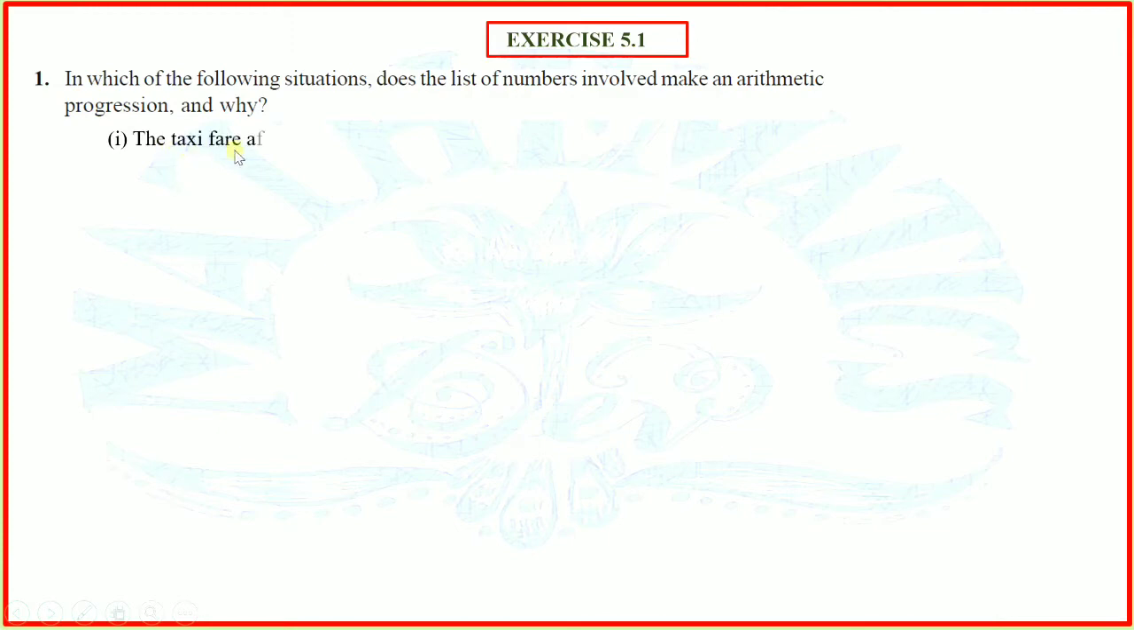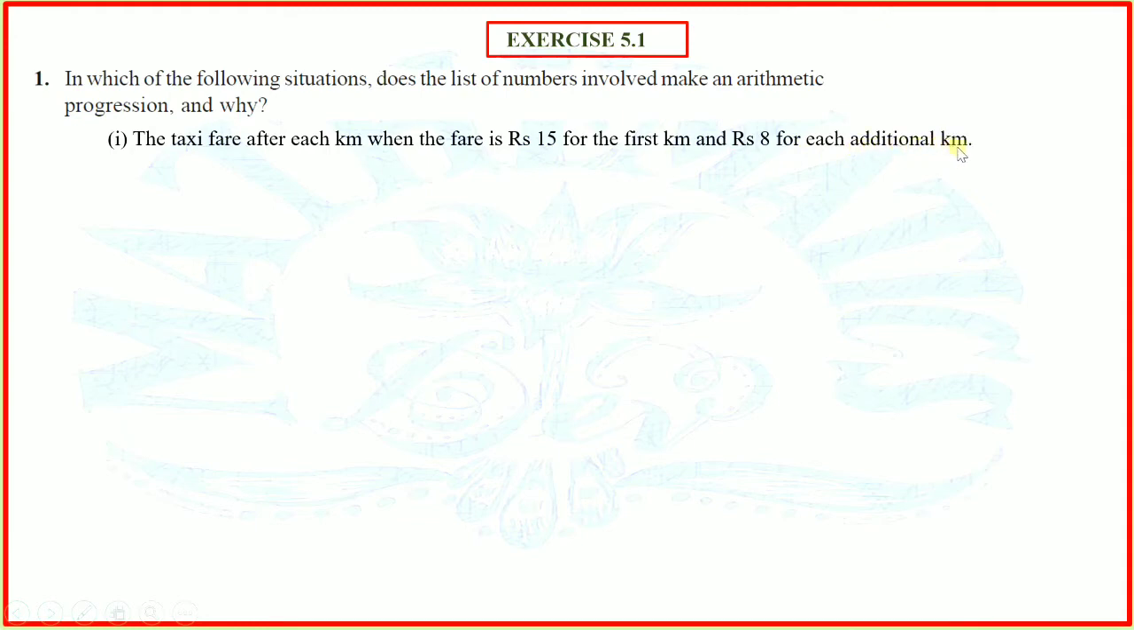The first one is the taxi fare after each kilometer, when the fare is rupees 15 for the first kilometer and rupees 8 for each additional kilometer. Let us go for the solution. Now, you must be clear about the question: the taxi fare for the first kilometer is rupees 15 and the remaining kilometers will be multiplied by 8.